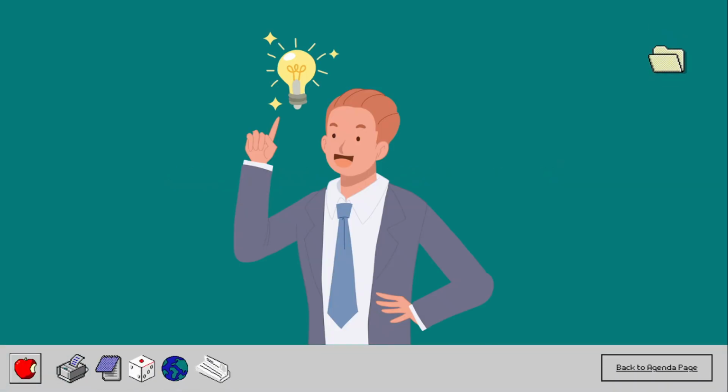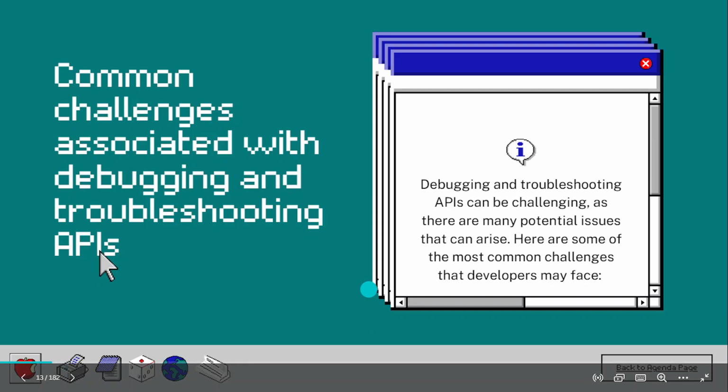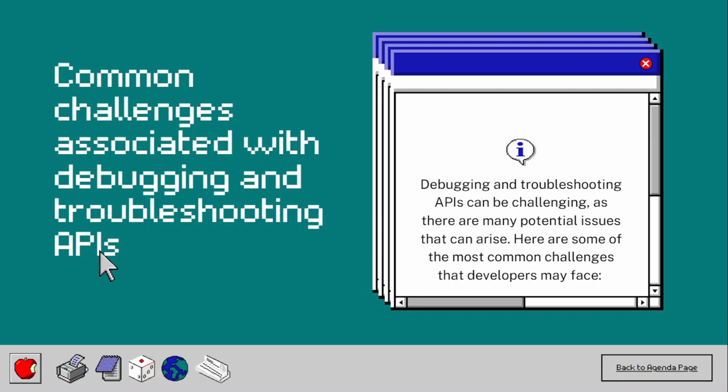So that is the idea and the importance of debugging and troubleshooting. So let us proceed. The common challenges associated with debugging and troubleshooting APIs. Debugging and troubleshooting APIs can, of course, be challenging, as many potential issues can arise. So in this presentation, let us also talk about the common challenges that developers may face.